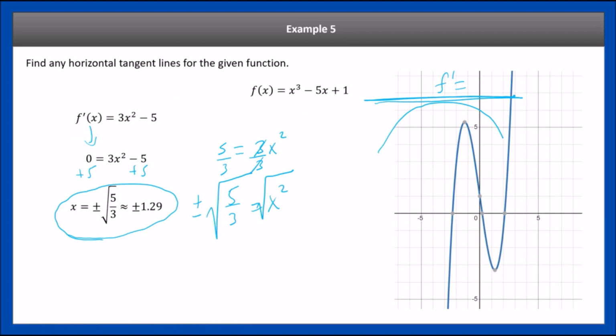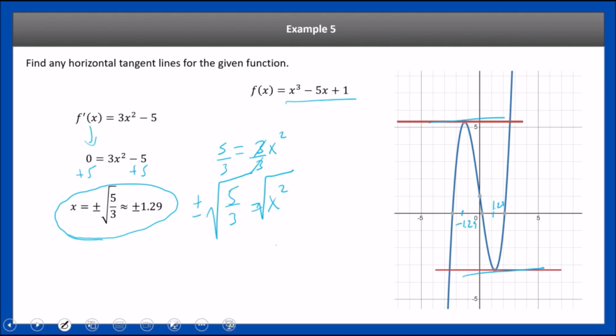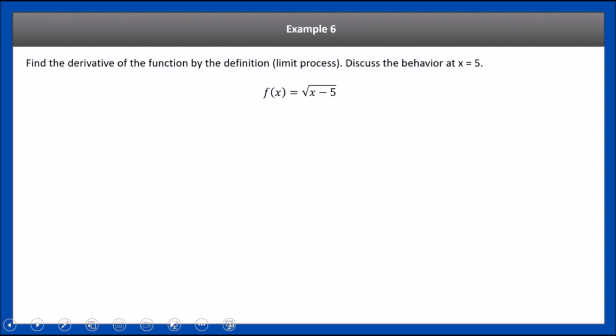So if we were to graph this, well, this is how the graph looks like of this guy. Well, square root of 5/3, negative 1.29 is right around here. This is negative 1.29, and this is positive 1.29. And so you can see that the graph goes flat there and there, which is exactly what we wanted. All right, so those are horizontal tangent lines.